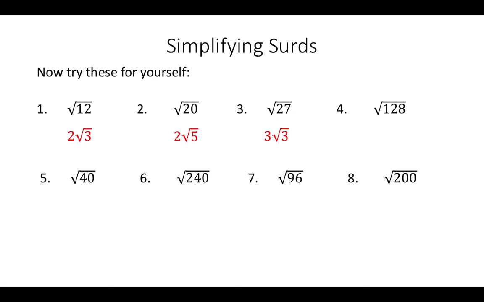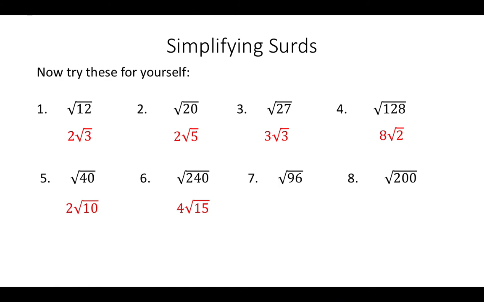128 is a bit more challenging, but what you may remember is that 64 is a squared number and two 64s make 128, so this time the square root of 64 is going to give us 8 lots of root 2. Next one, root 40, well 1 will go in, but 4 will go in and nothing else, so what we can say here is that the simplest version is going to give us 2 root 10. The next one, 240, gives us 4 root 15.